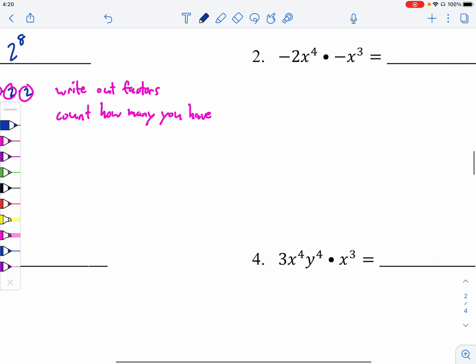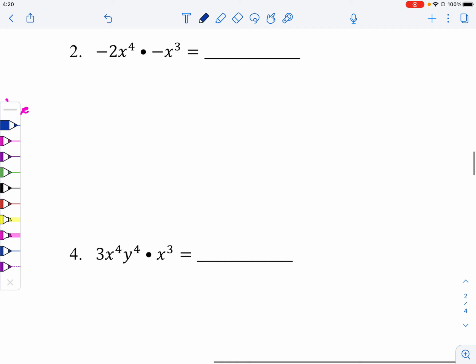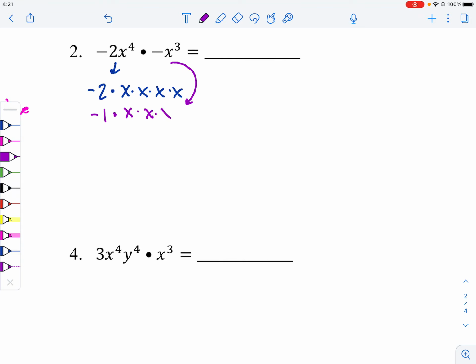Okay, next one, number 2. Same thing, we're just going to write out our factors. So we have the first one: it's negative 2 times x four times. So 1, 2, 3, 4. The second one, we're going to put on the bottom. So we have negative 1, because it's a negative, times x three times. 1, 2, 3.